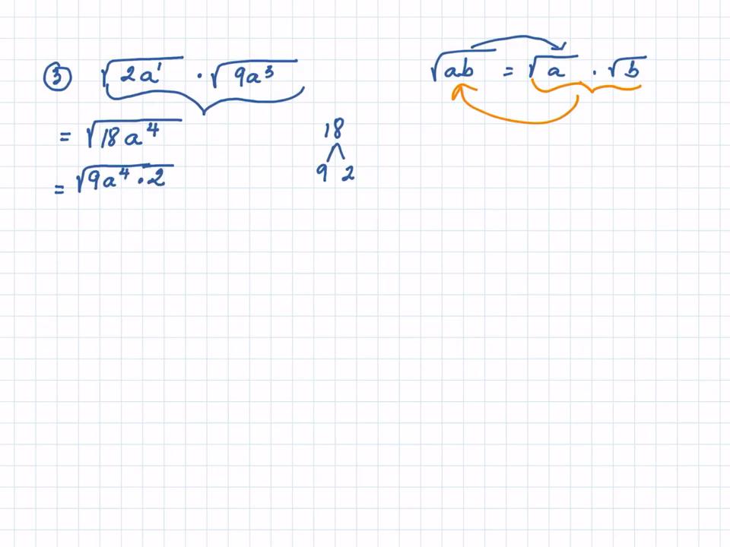The next step I want to do is I want to split it out, and that will give me square root of 9, a to the 4 times square root of 2. Square root of 9 should give me a 3, and then a to the 4 should give me a squared, and then times square root of 2.